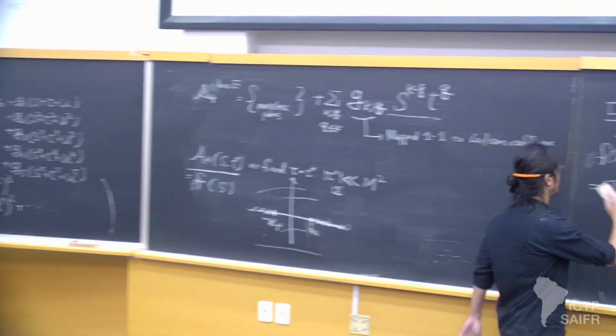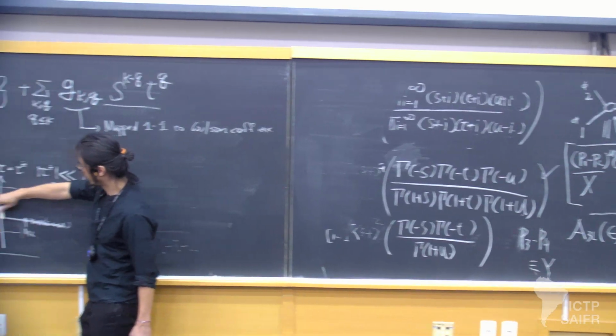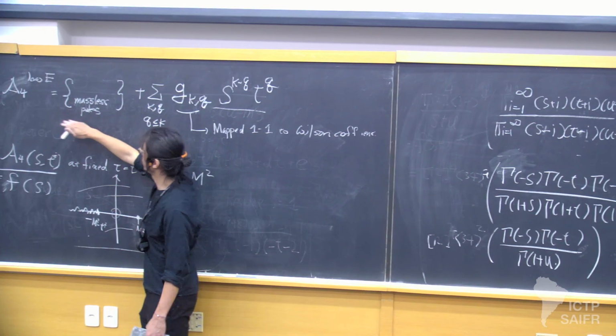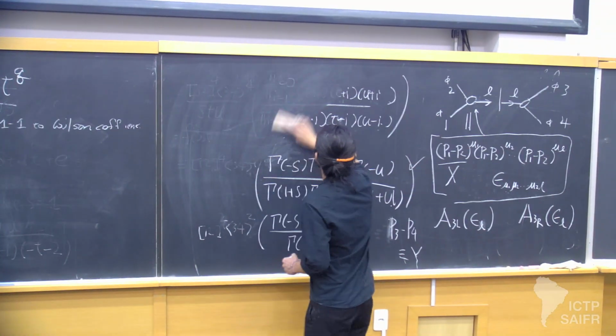So this is my analytic behavior of my function, and of course, there's a massless pole as S goes to 0. There's some non-trivial things going on here because I know that at low energy, this is the form of my answer at low energies. Very good.